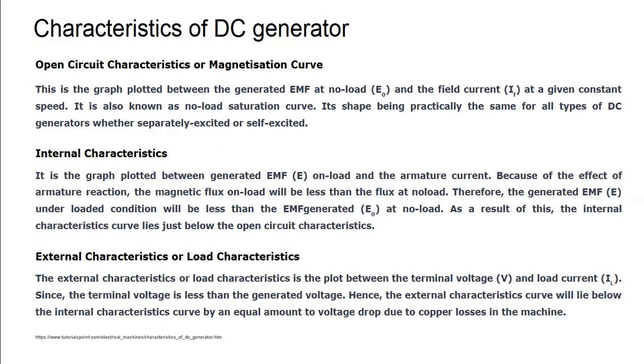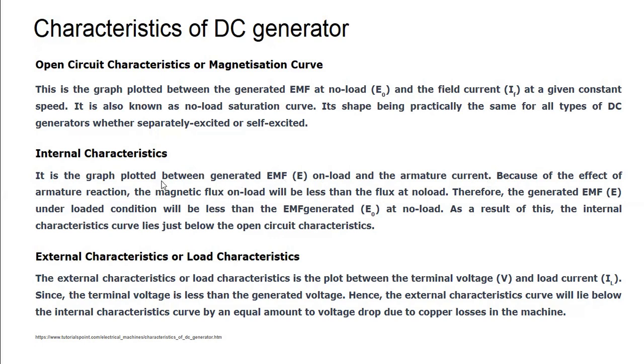The shape of this characteristic for all types of DC machine will be the same. It is also known as the no load saturation curve. So the open circuit characteristic or magnetization characteristic is plotted between the no load generated EMF and the field current. The next characteristic is the internal characteristic. This is plotted between the generated EMF with load and the armature current.